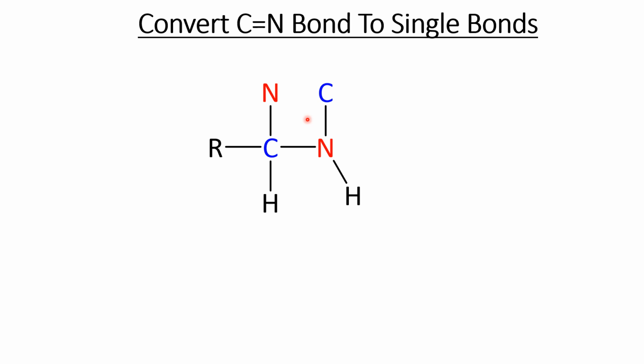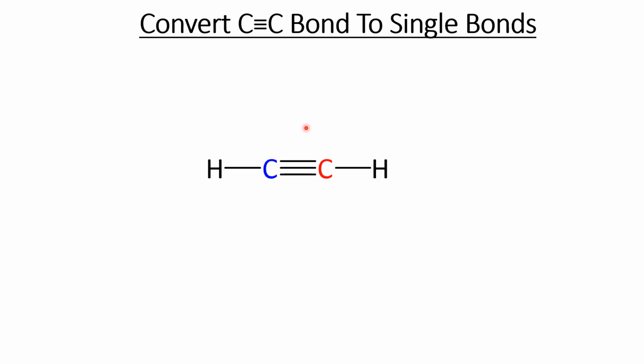Let's take a look at another example. How can you convert this carbon-carbon triple bond to single bonds? In this triple bond, there is 1 sigma bond and 2 pi bonds. So first, break 1 pi bond into 2 and attach them to both carbon atoms. Then attach the red carbon to the blue carbon bond and attach the blue carbon to the red carbon bond.